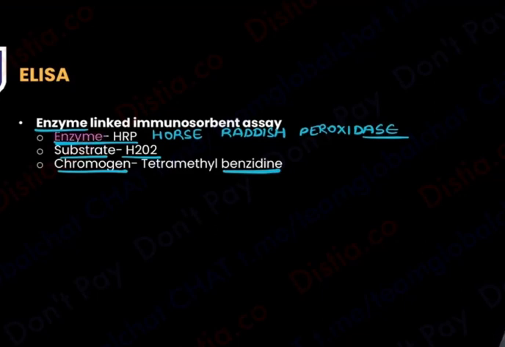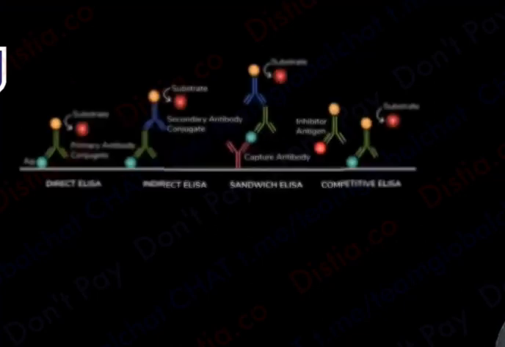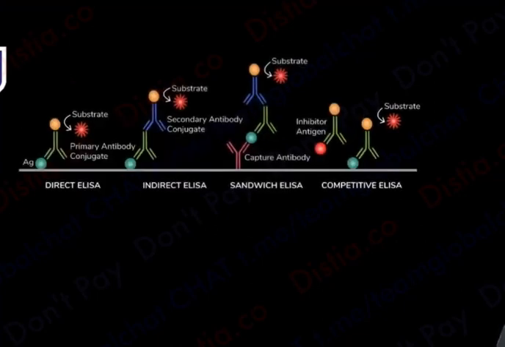Which is the enzyme? Peroxidase. What is it going to break? H2O2. And what is the color? There is a color known as benzidine. So now what am I going to tell you? There are 4 types of ELISA that we must know for the exam, which I'm sure all of you know. Direct ELISA, indirect ELISA, sandwich ELISA, competitive ELISA.